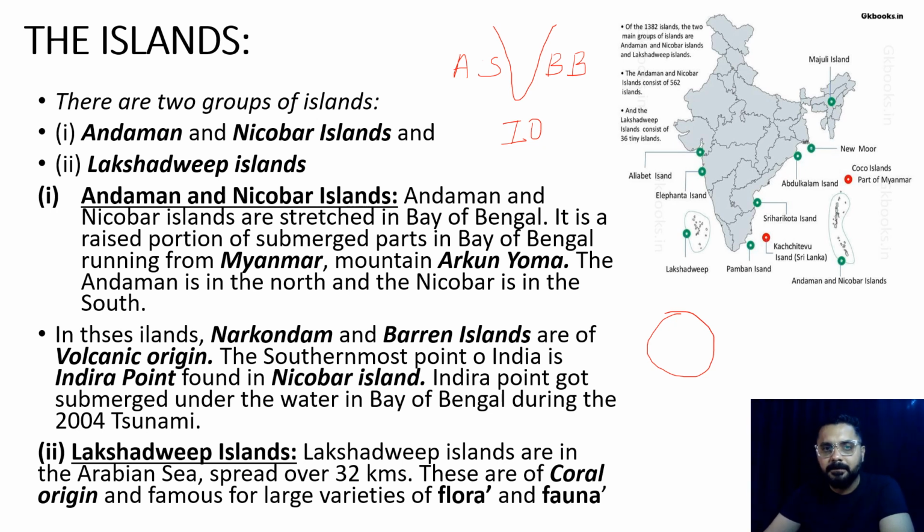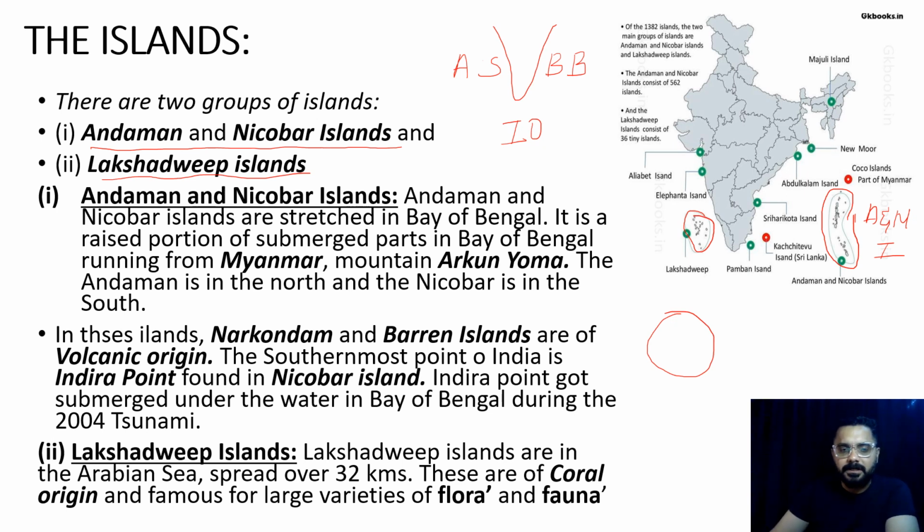Okay, talking about India, there are two groups of islands. These are the Andaman and Nicobar Islands, and the second one is the Lakshadweep Islands. If we are to locate this on the map of India, here you can see this group of islands in the Bay of Bengal are called the Andaman and Nicobar Islands, whereas this group of islands in the Arabian Sea are called the Lakshadweep Islands.